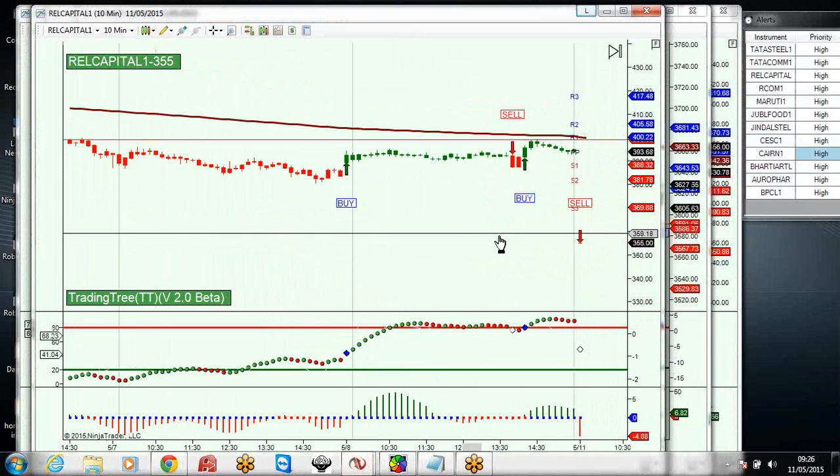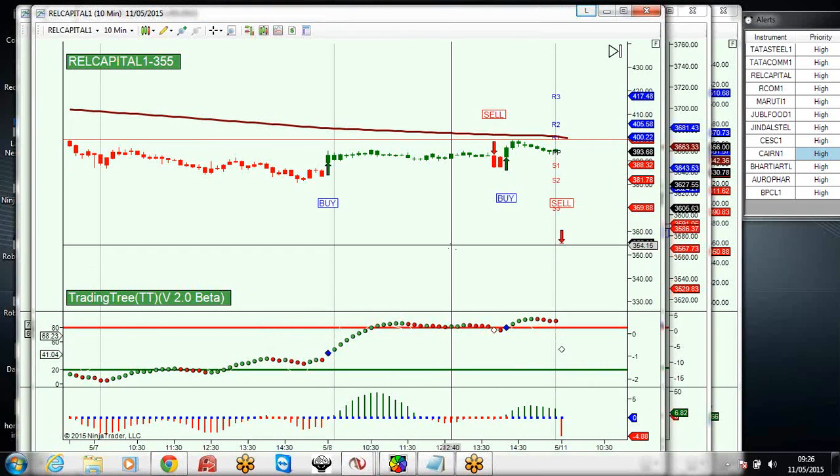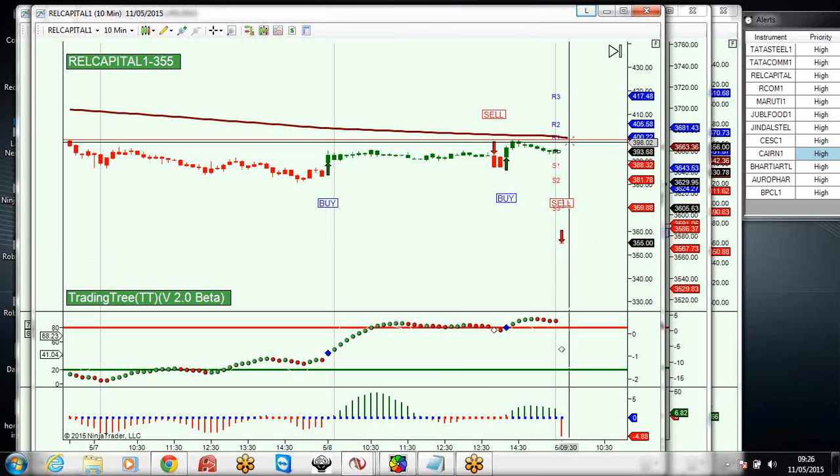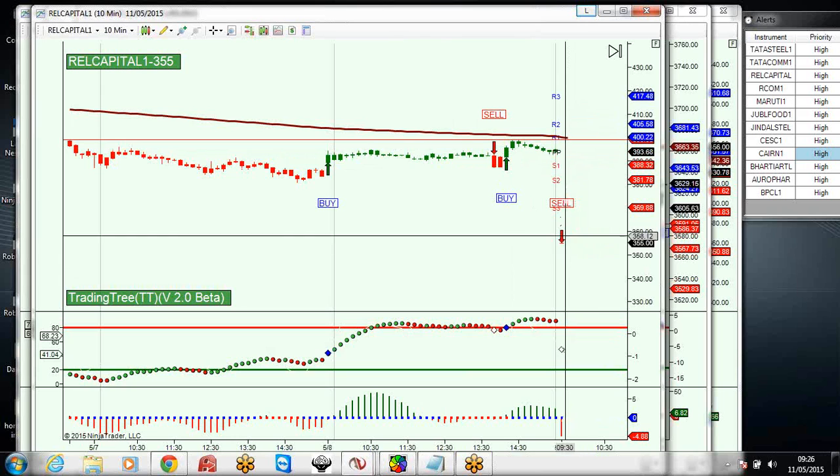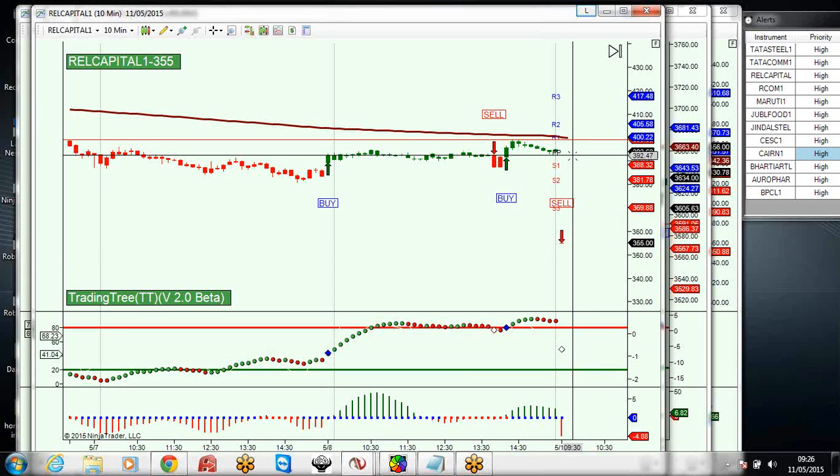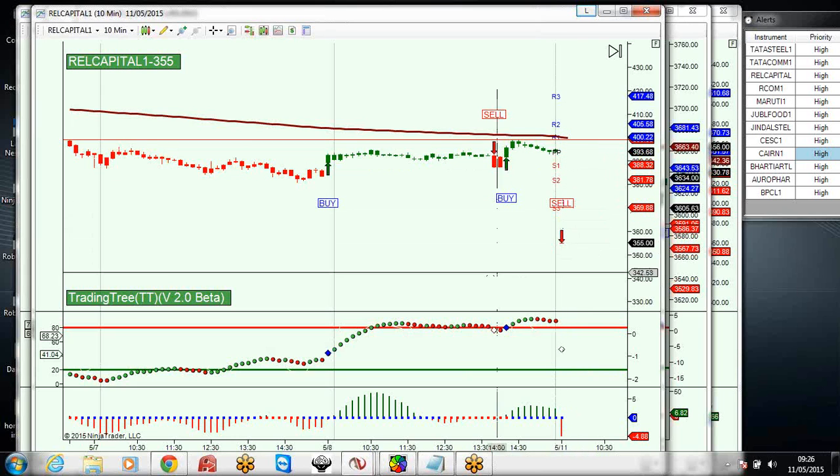Well capital, you can see that's a gap down open. So when there is this kind of a price rise or decrease in terms of percentages, it's better to avoid those calls.